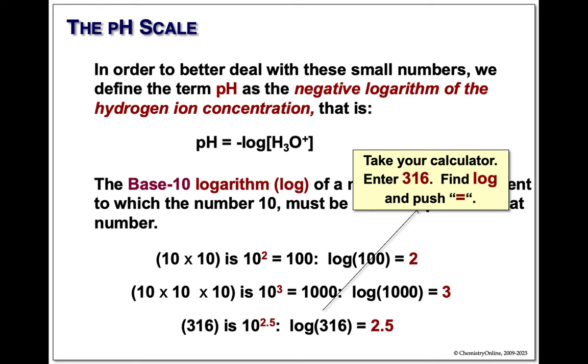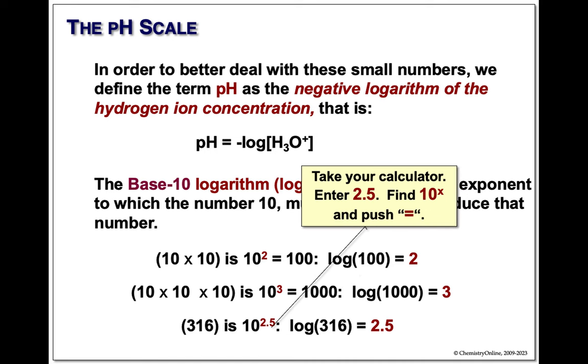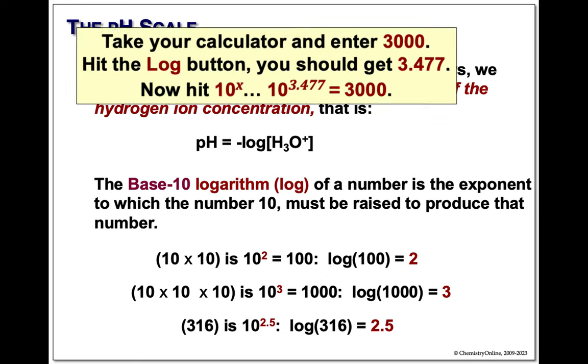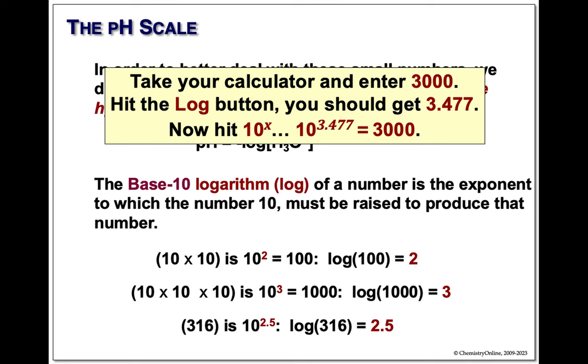Now the problem we looked at the start. So where are we? I said take your calculator, enter 3,000, hit log, then 10 to the x. Again, what you're doing here is you're taking 10 to the 3.477, and that's your 3,000. Log and 10 to the x, this is simply the exponent. Now, I know they don't teach logs anymore in school. They should, but they don't.